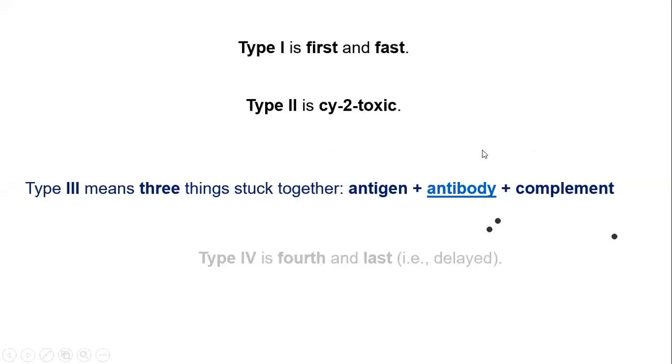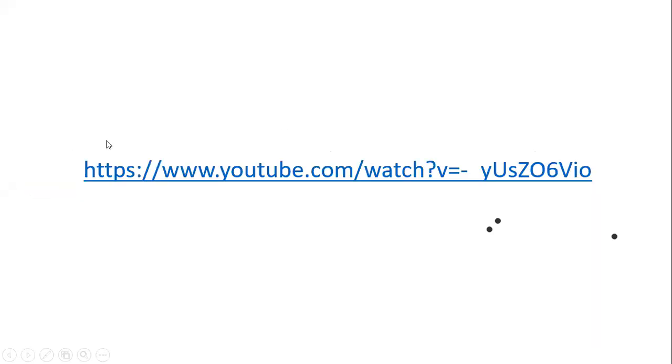So type 3, as the name suggests, involves a complex. We will stop here and slowly go into the video and see how he explains it. Then we will come back and look into the mechanism one more time. Okay.